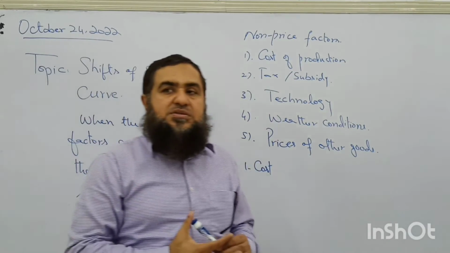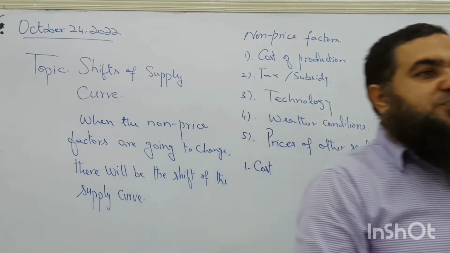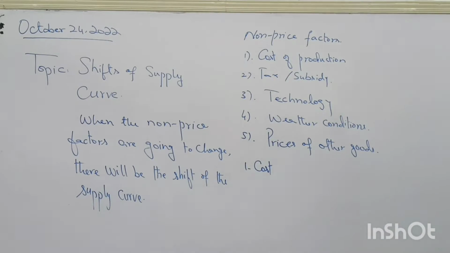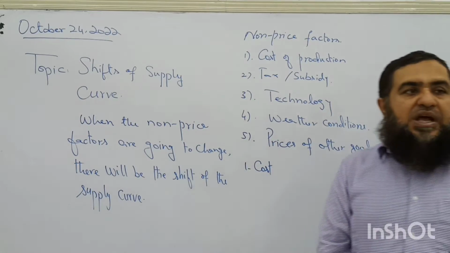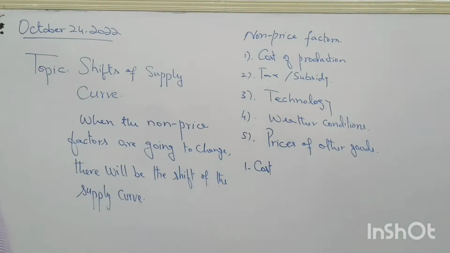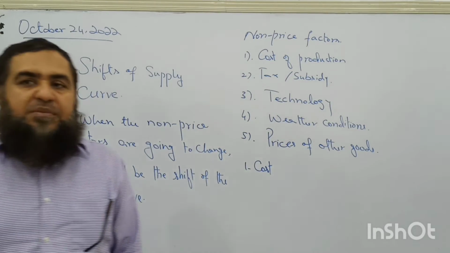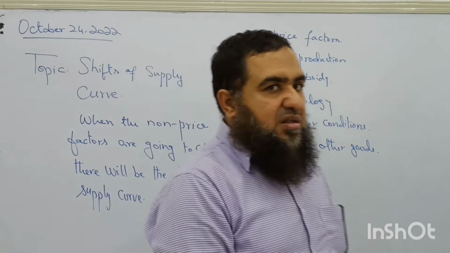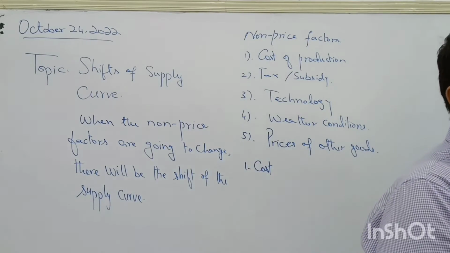Cost means what? Cost means expenditure on the production of goods and services. When you are going to produce something, you are going to hire the factors of production like workers who are paid the wages, the raw material prices, transportation cost, the rent of the premises. All these are the cost of production.